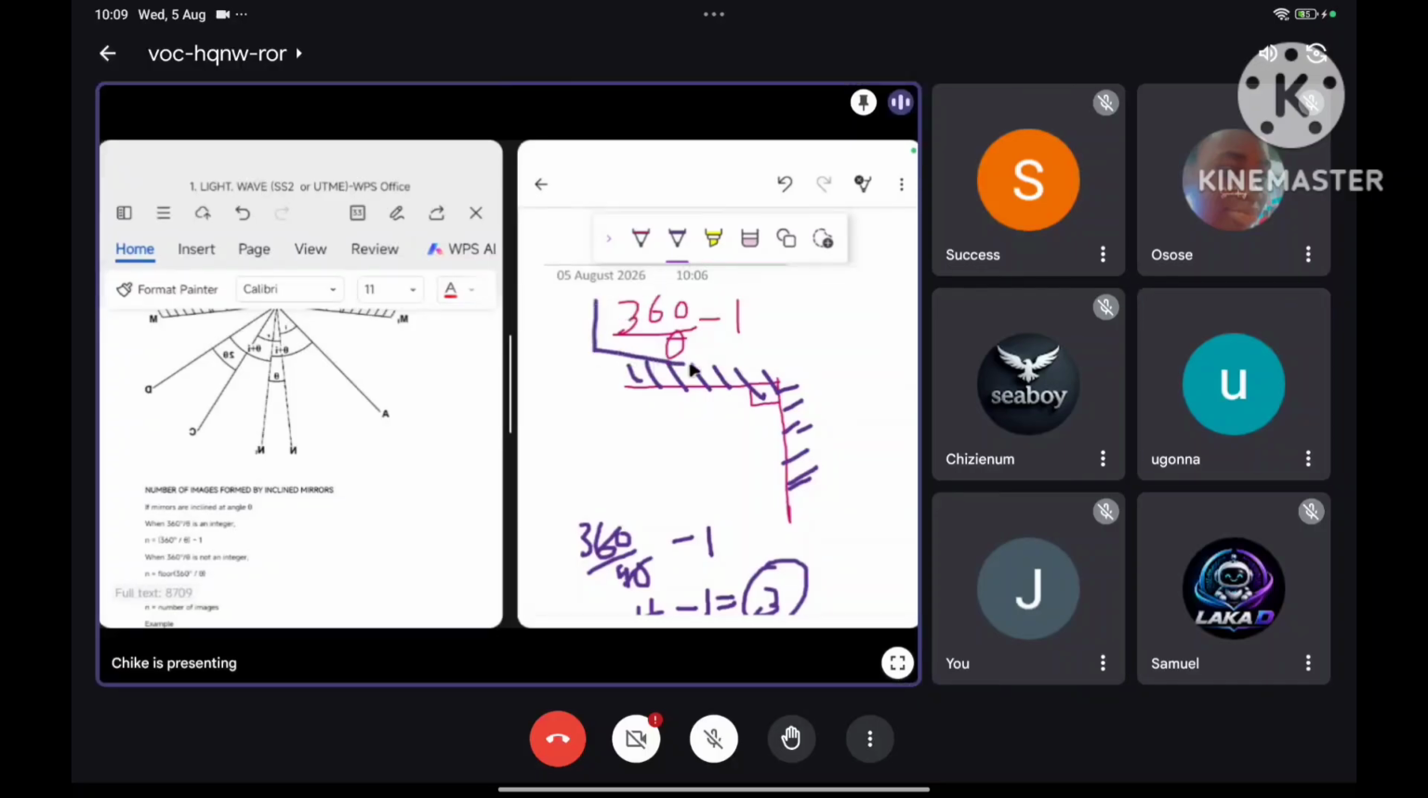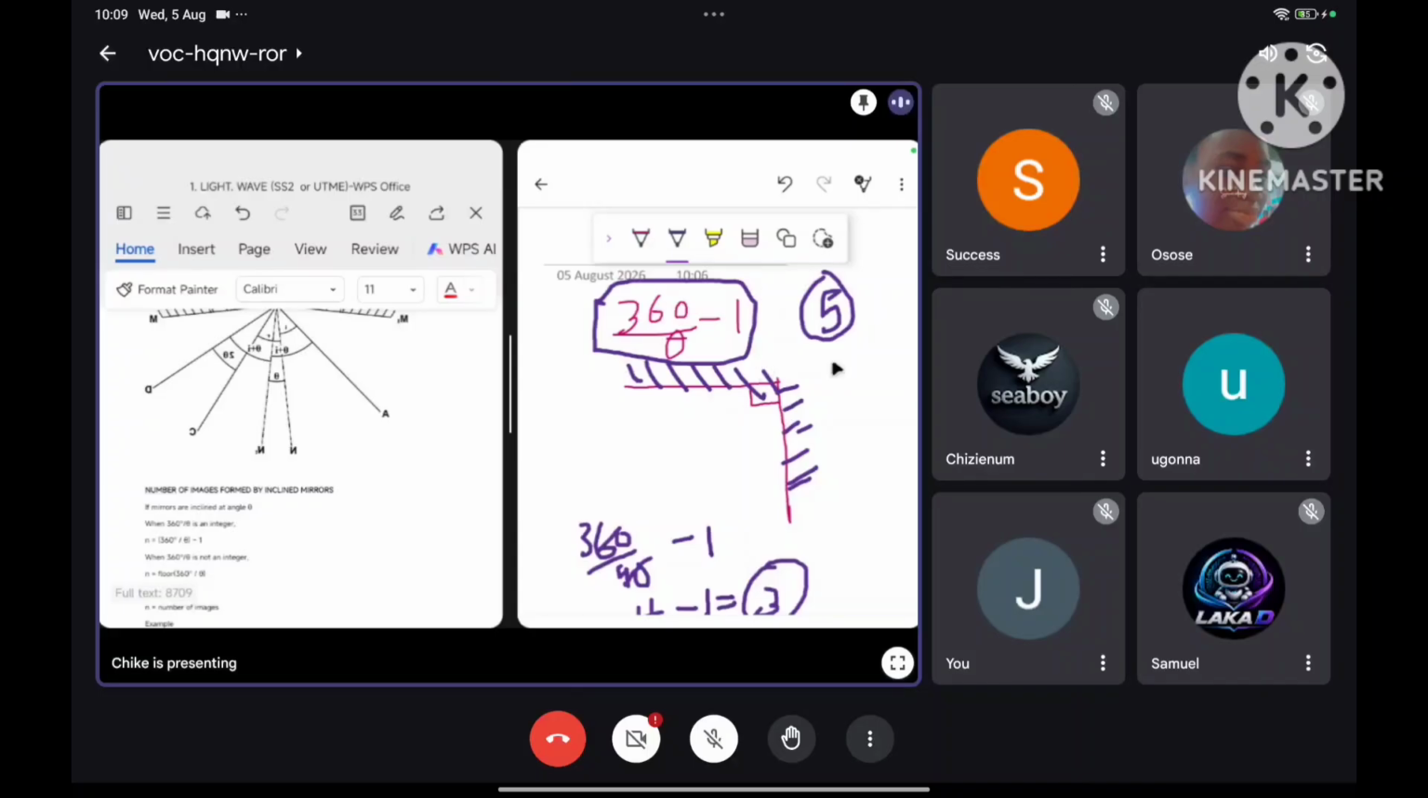Because according to the formula that we have for number of images formed by plane mirrors, it is given by 360 over theta, minus 1. In the previous case, the angle between them was 90, that means theta was 90. But I said, if they are inclined at 60, it will be 360 over 60, which is 6, minus 1, that is 5. So you can see with just two mirrors, you can have 3, you can have 5, you can even have 11, you can even have infinity.